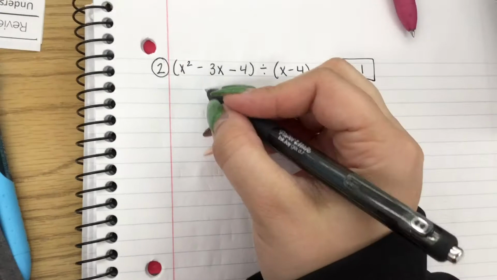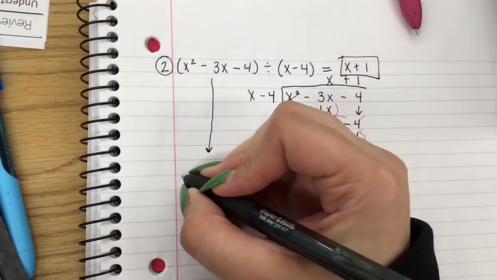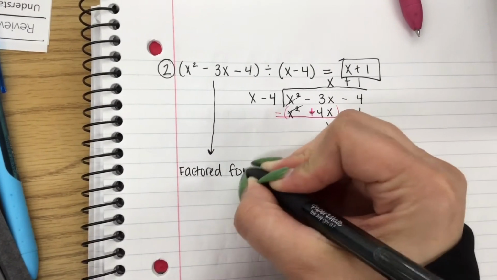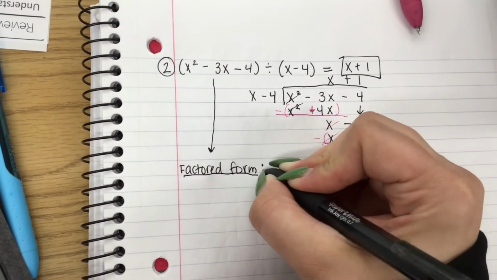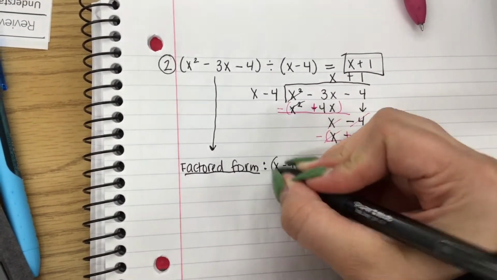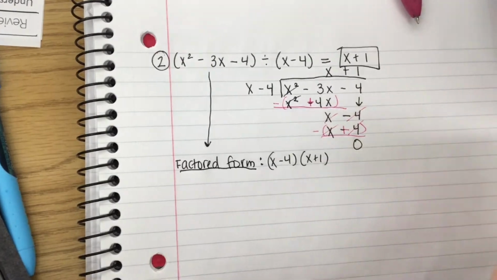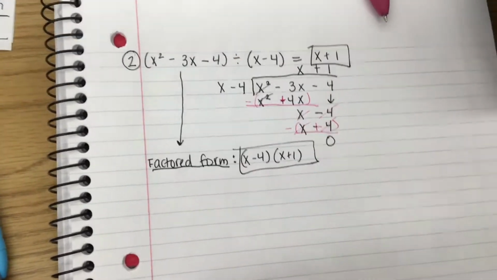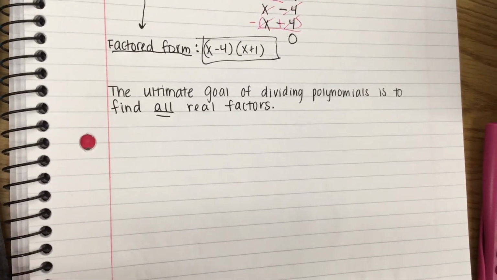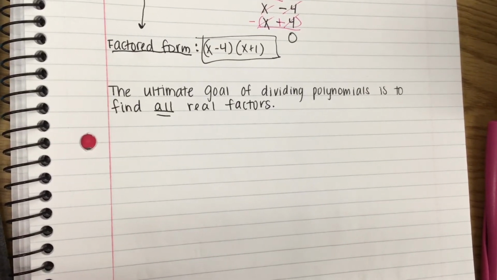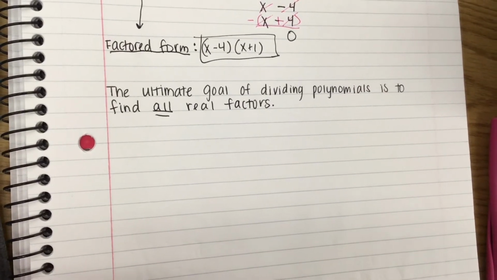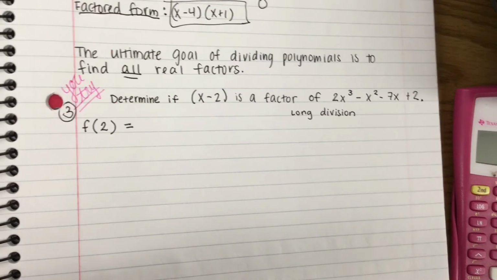So because we get a 0 for our remainder, we can say that x plus 1 times x minus 4 is equivalent to x squared minus 3x minus 4. The factored form of this expression is x minus 4 times x plus 1. That's the same expression that we got when we factored this the way that we know how. So even though we know how to factor a quadratic trinomial, the goal of dividing polynomials is to find all the real factors when you don't know how to factor, or you can't factor with any method that we know.